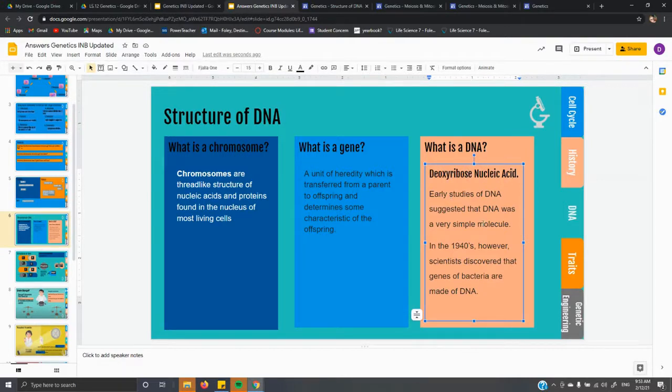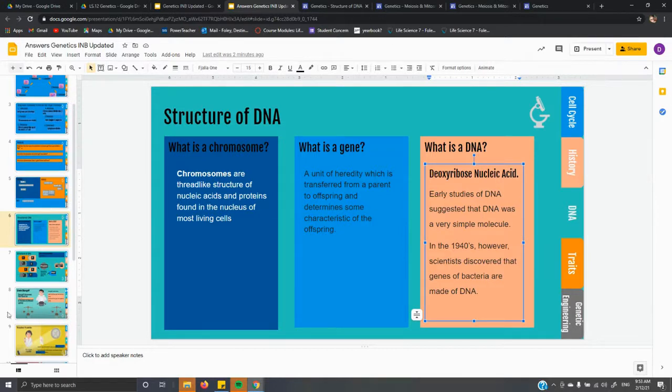Early studies of DNA suggested that DNA was very simple. However, in the 1940s, they discovered that genes of bacteria are made of DNA. So we thought it was very simple. And then we started recognizing that even the most simple organisms that we could think of had DNA. So, what was going on with that? Why was DNA the thing that tied everything together?